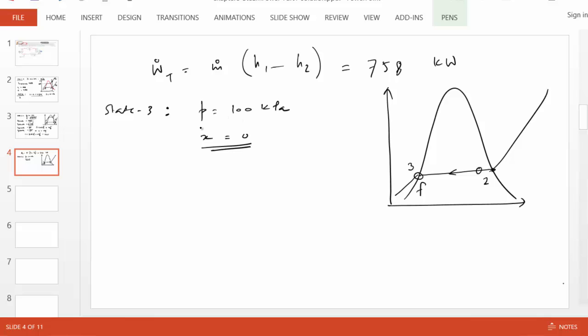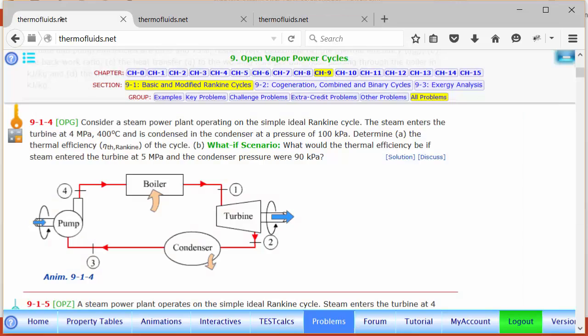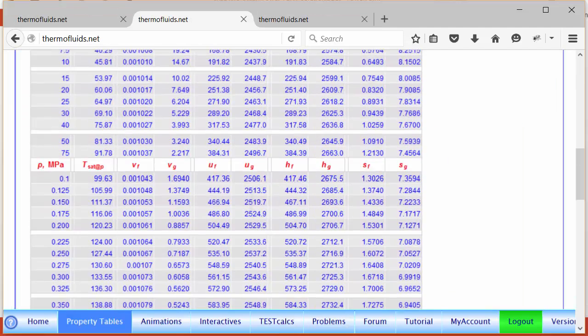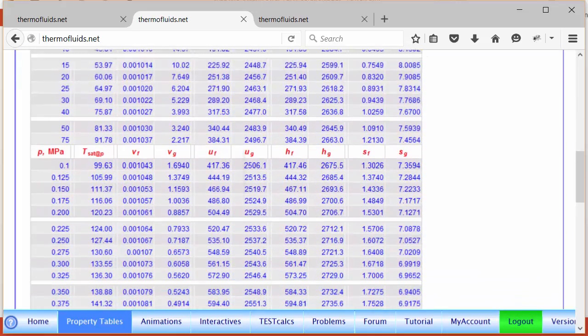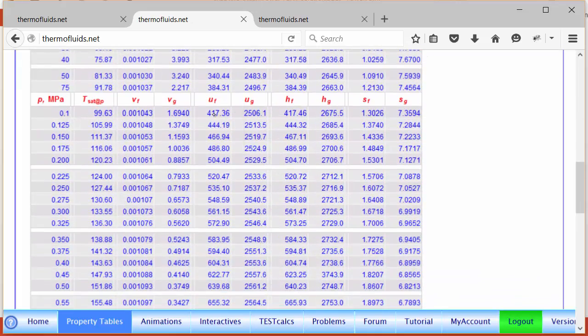So how do we find enthalpy? What is enthalpy at state 3? It's quite simple. We go back to the table, and at 100 kPa, 0.1 MPa, if we pick up the enthalpy, it's 417.5.